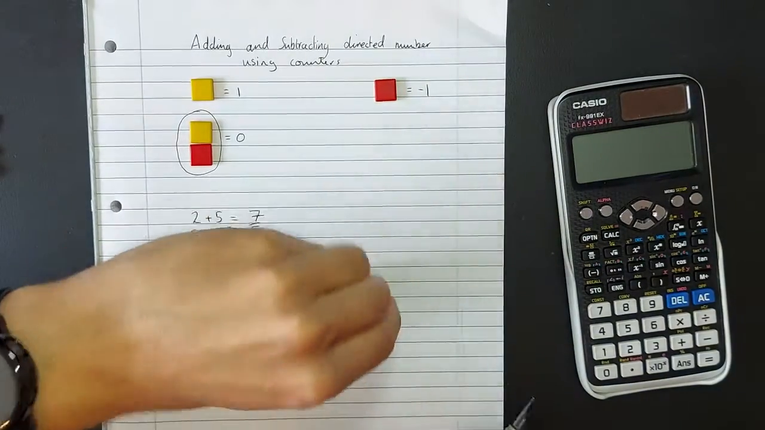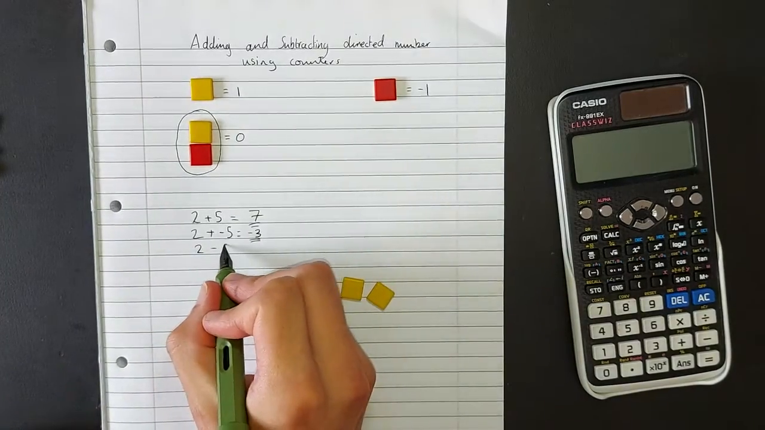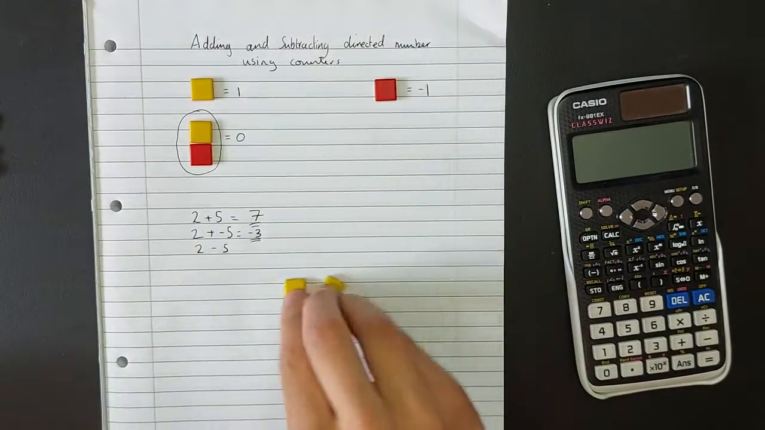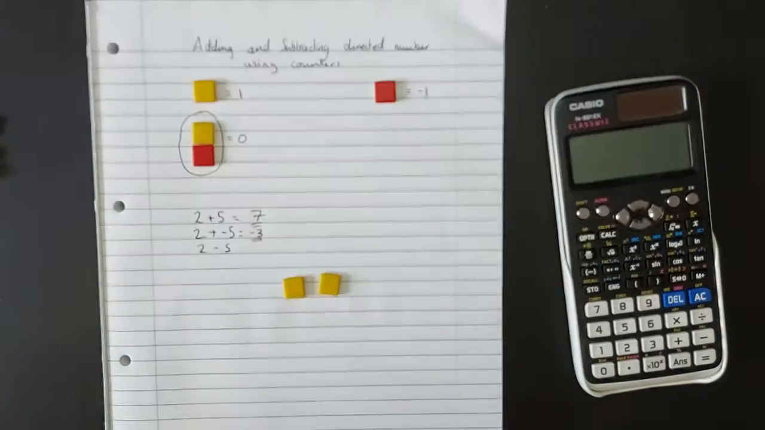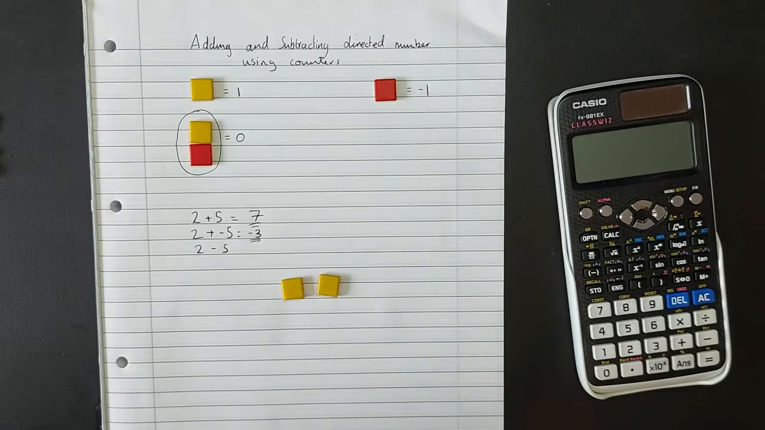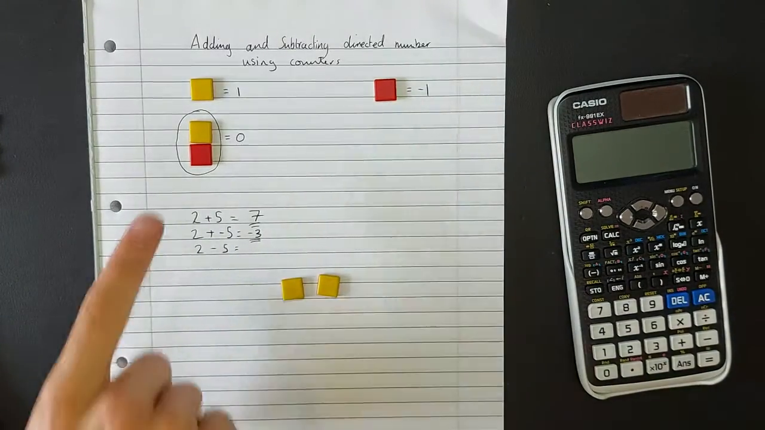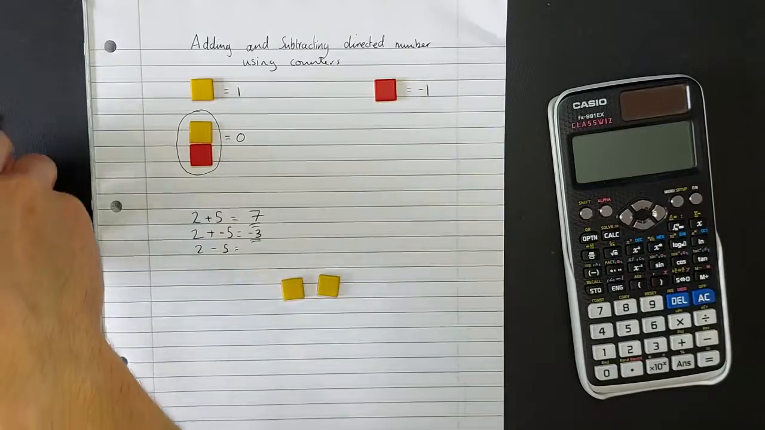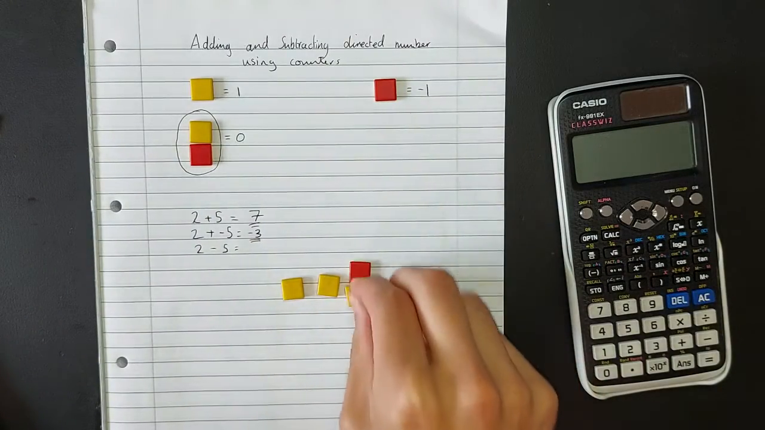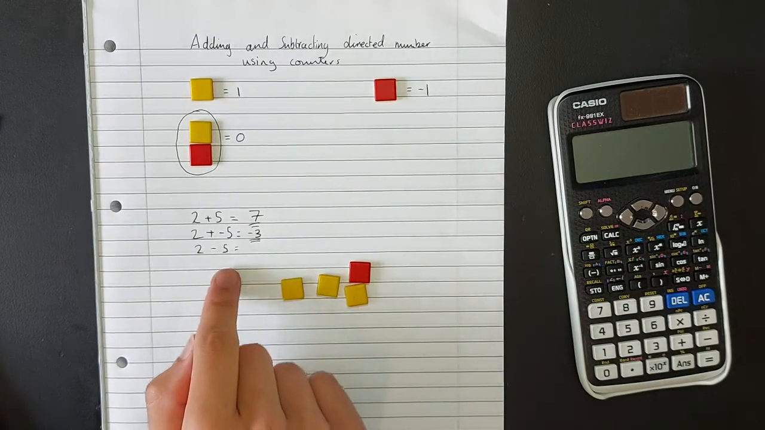Next question, let's have a look at 2. So we're going to start off with 2 again. Subtract 5. We need to be able to take away 5 yellow counters from these 2. Now we can see we've only got 2 yellow counters, so how can we increase the number of yellow counters without changing the number? Well, if we add a yellow and a red, that's the same as adding 0. So this group of counters is still just worth 2. But now I have 3 yellow counters. I need to be able to take away 5.